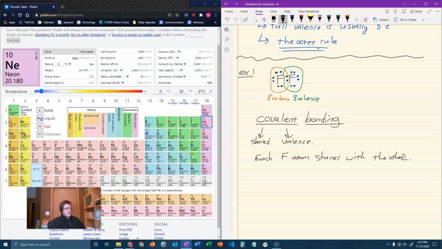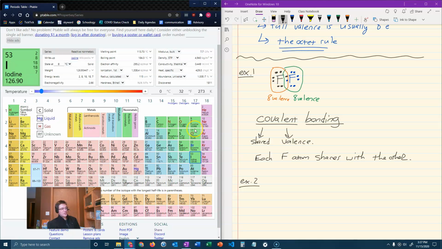Okay, I'm going to show you one other example of covalent bonding here. Sometimes they share more than just one. Like all the halogens only need one more electron, right? So they're all going to share one, and then that'll give them their 8 valence. But what about these right next door in the reactive nonmetals, oxygen, sulfur, selenium? They have 6 valence electrons. Can they get to 8? Let's look at oxygen, okay?